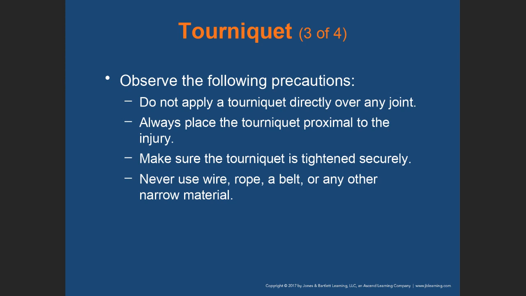Observe the following precautions for tourniquet. Do not apply a tourniquet directly over a joint. You can cause permanent damage to the patient's joint. Always place the tourniquet proximal to the injury. That means the tourniquet should be closer to the body than the injury.